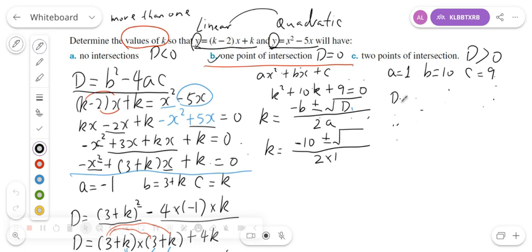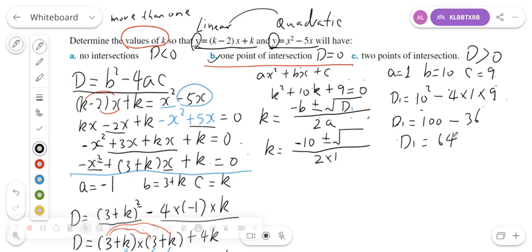So d1 equals b squared, which is 10 squared, take away 4 times 1 times 9. We don't have the square root here, my mistake. So that's why d1 equals 100, and take away 36. And then d1 equals what?